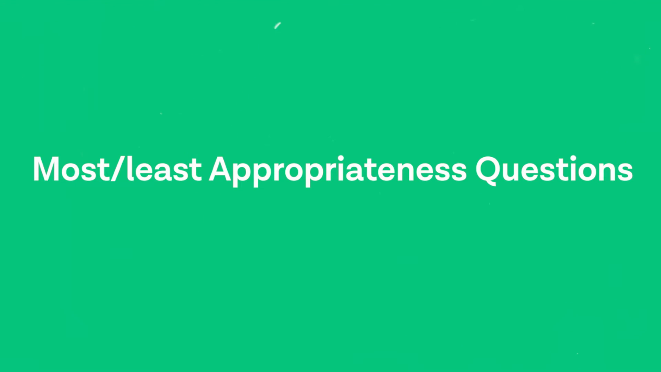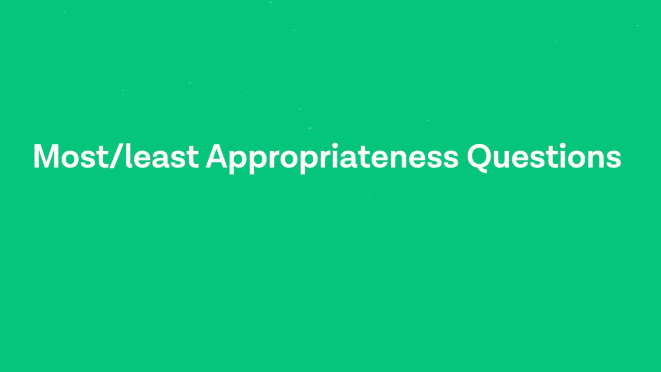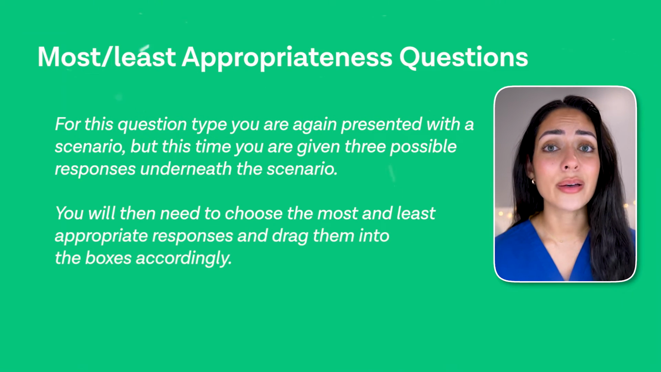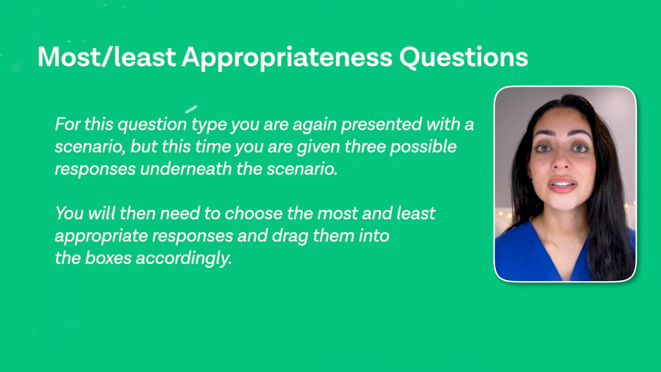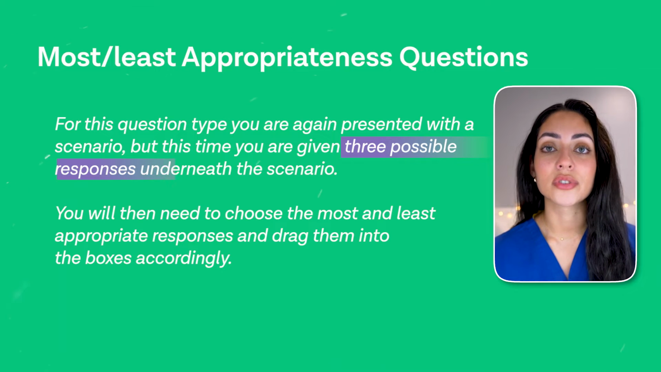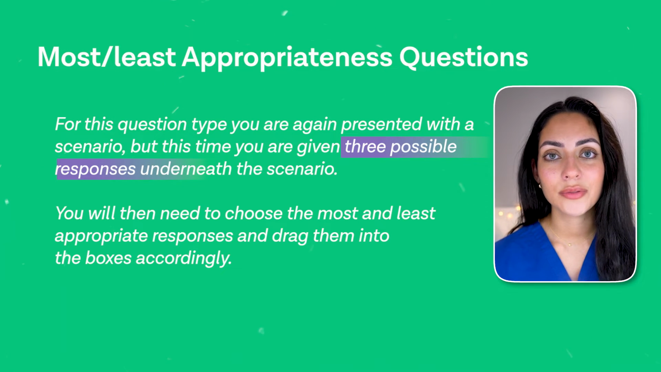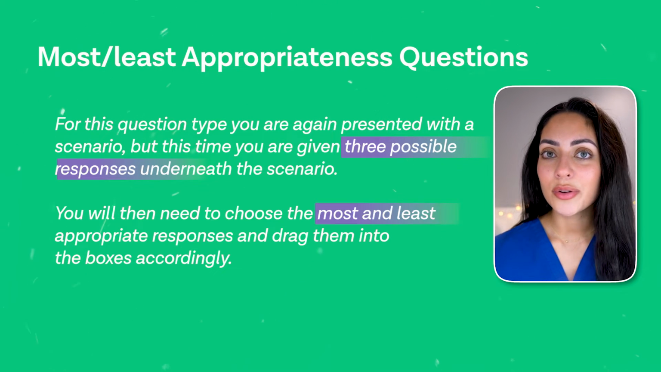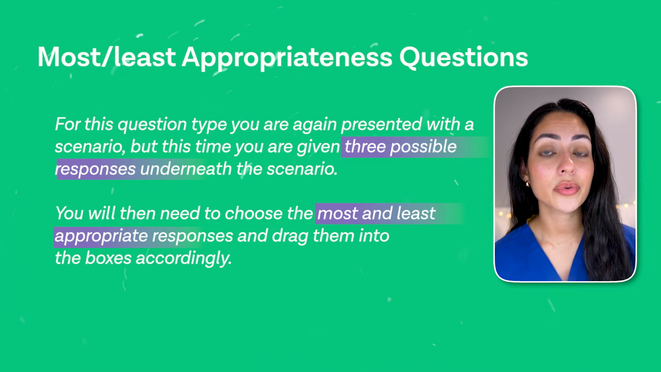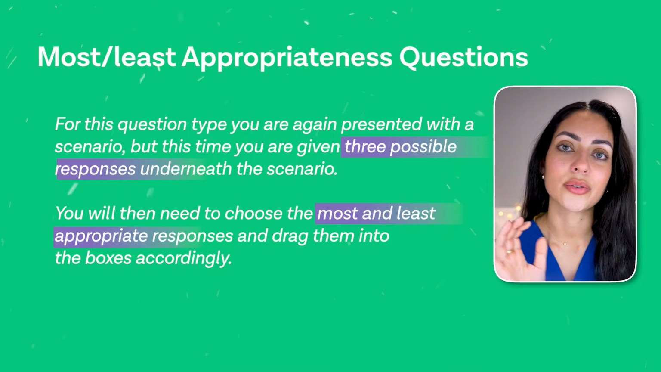And finally, we have most or least appropriateness questions. For this question type, you are again presented with a scenario, but this time you are given 3 possible responses underneath the scenario. You will then need to choose the most appropriate and the least appropriate responses and drag them into the boxes accordingly. Let's have a look at an example.